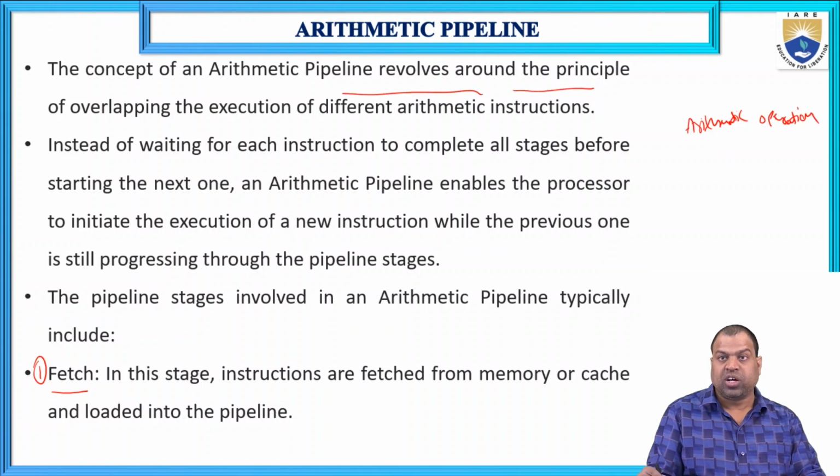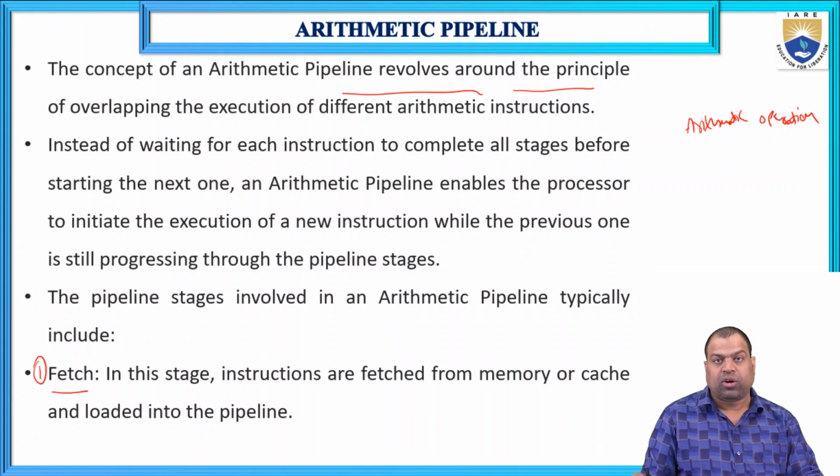That revolves around the principle of overlapping the execution of different arithmetic instructions. Instead of waiting for each instruction to complete all stages before starting the next one, an arithmetic pipeline enables the processor to initiate the execution of a new instruction while the previous one is still processing through the pipeline.